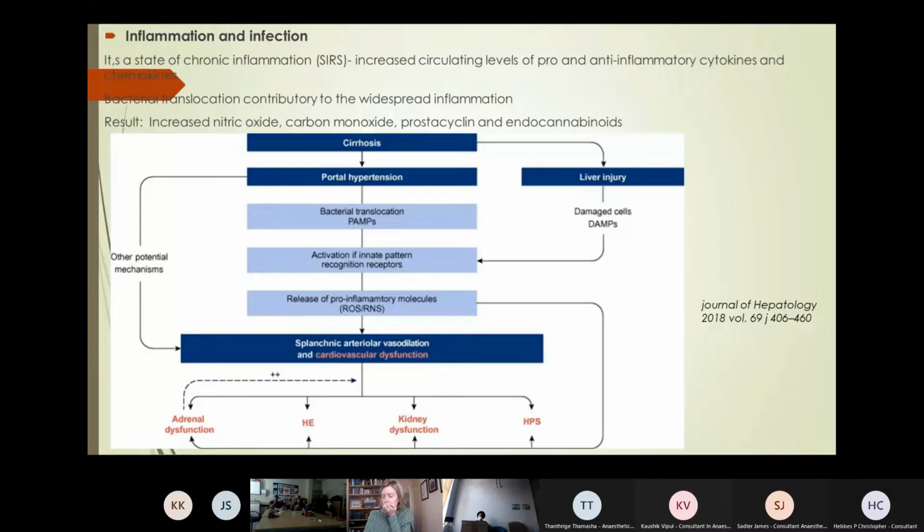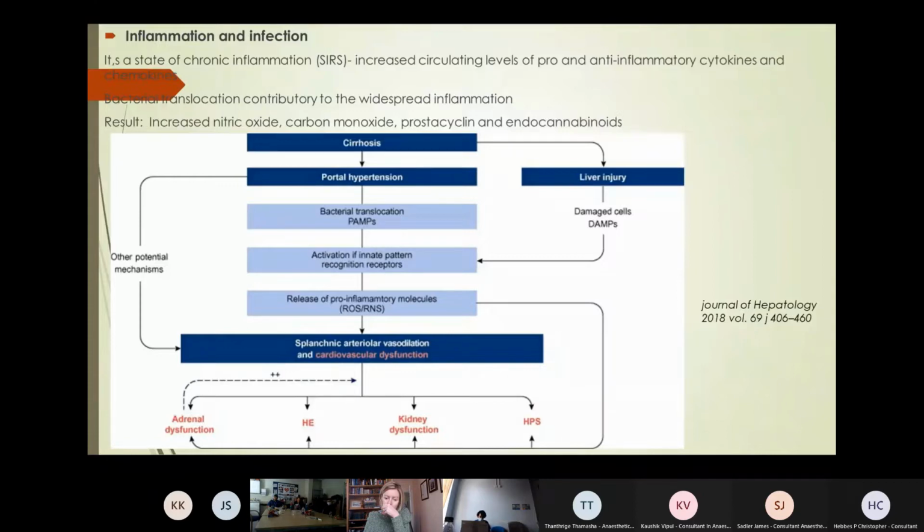The cytokines as well cause cardiovascular dysfunction because they cause inflammation of the myocardium. We also have the liver injury releasing the danger-associated molecular patterns, which also activates the innate immune system. And with this, widespread vasodilation results in a reduced effective blood volume, a relative hypovolemia. So we have poor oxygenation at the tissue level. The organ that is mostly affected is the kidney.